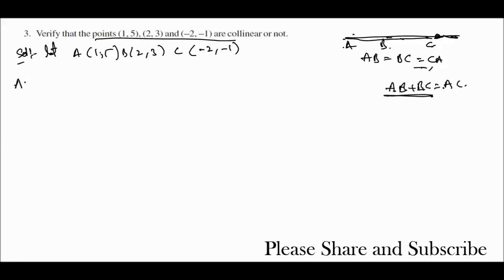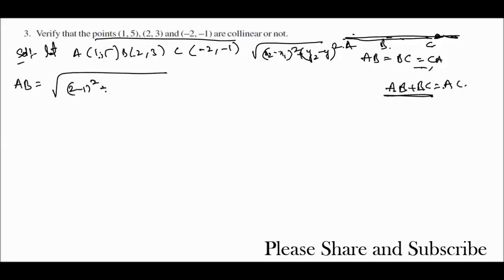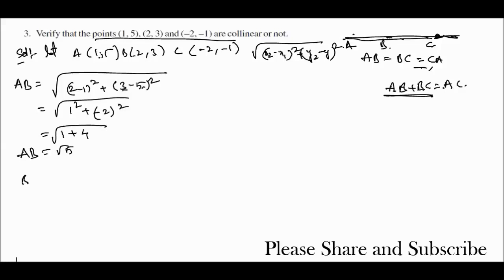First one, AB is equal to, we know the distance formula, under root of x2 minus x1 whole square plus y2 minus y1 whole square. So we substitute the values in this formula. Under root of 2 minus 1 whole square plus 3 minus 5 whole square, it will become 1 square plus minus 2 whole square. So 1 plus 4, under root of 5 will become. So this is AB, and now BC we do.